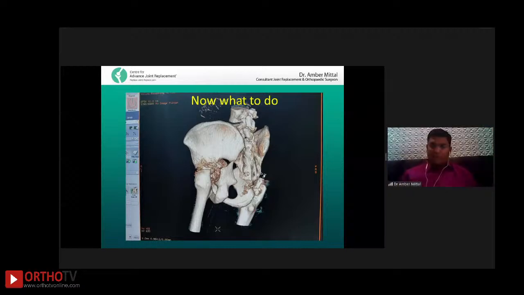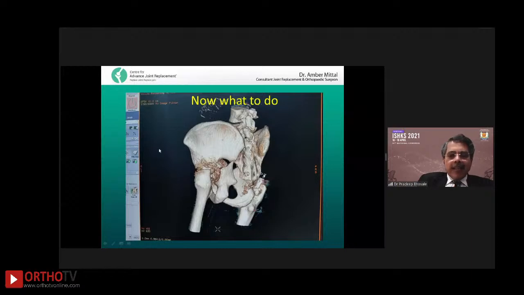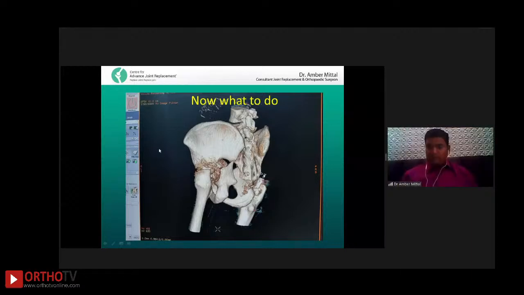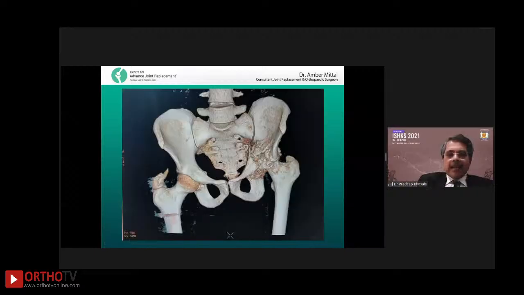Any role of posterior plating? Plating, I'm not in favor of. Best is a multi-hole cup through which you can take very good support of whatever residual intact bone there is. And there's one concept of distraction, but I have not done that. I'm more fond of a complete multi-hole trabecular metal cup, which gives excellent stability.